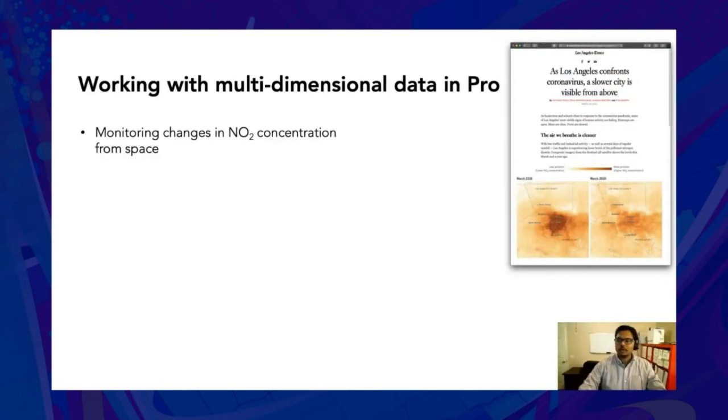I'm going to talk to you about working with multidimensional data in ArcGIS Pro. And for that, I'm going to use the example of monitoring tropospheric nitrogen dioxide. As coronavirus became a pandemic across the world, many countries issued shelter-in-place orders. The impact of this was so dramatic that it was visible from space. Here is an article from the LA Times that shows the drop in nitrogen dioxide concentration during March of 2020 compared to March of the previous year, 2019, not just in the United States.